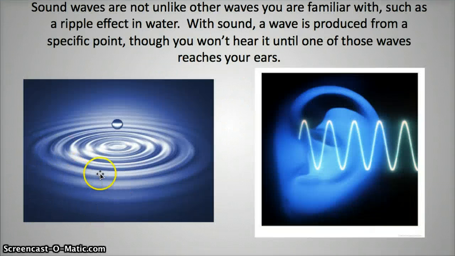So there are some visual examples here to see what we're talking about. Right here you can kind of see what I'm talking about, as this may represent the wave that a snare drum makes. And it's at that point that it stimulates the organs of hearing that you can perceive it. And sound waves aren't unlike other waves that you're familiar with, as it says here, such as a ripple effect in water. With sound, a wave is produced from a specific point, and again, you won't hear it until one of those waves reaches your ears.